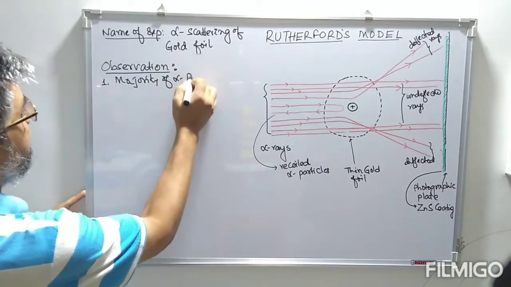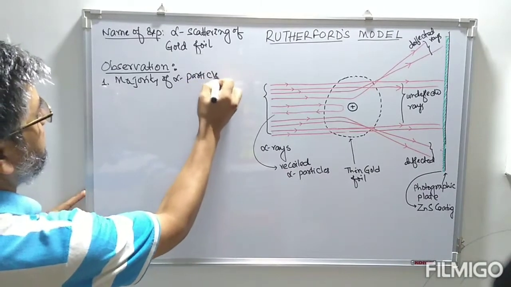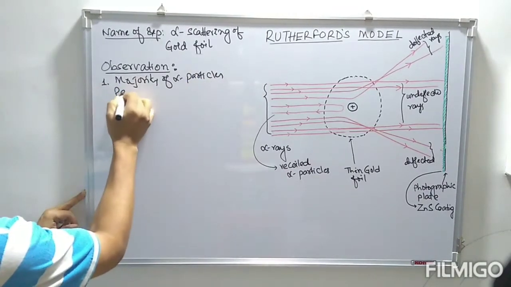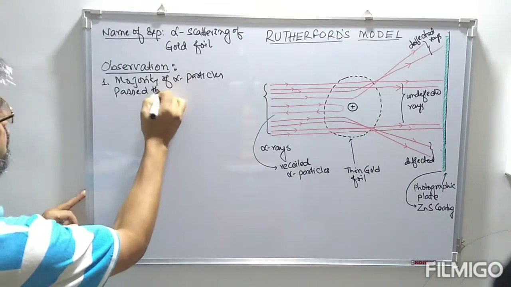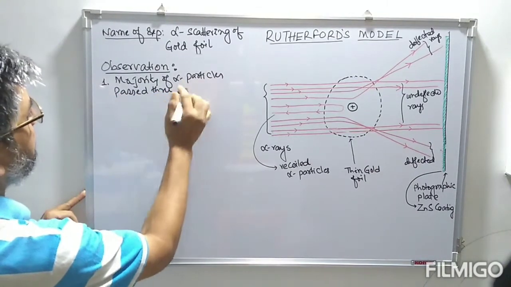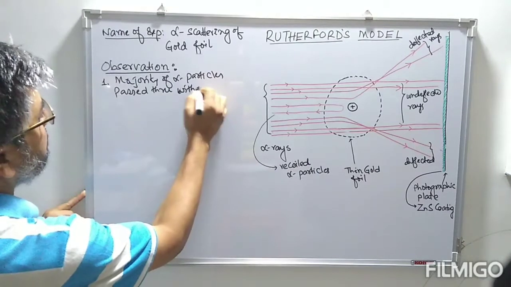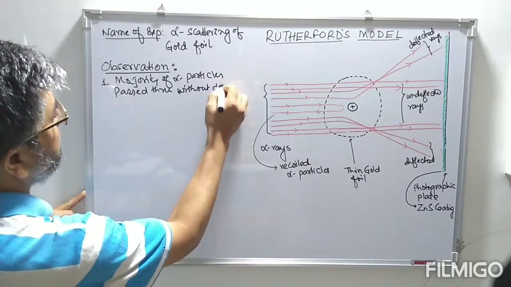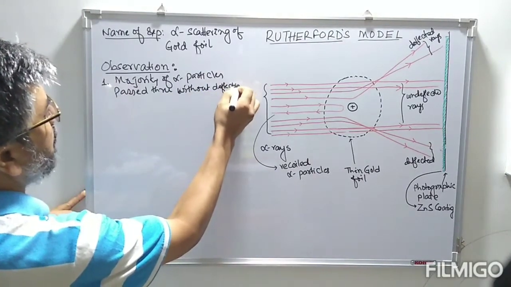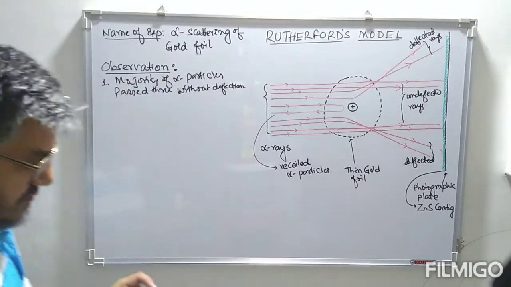Majority of alpha particles pass through without deflection from their normal path.